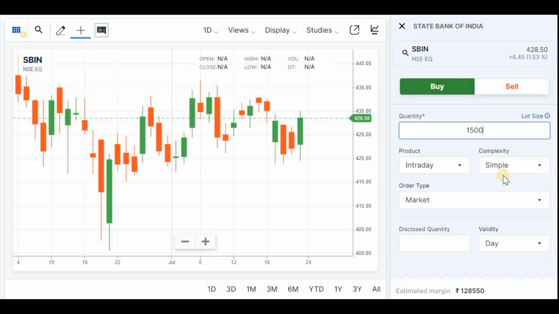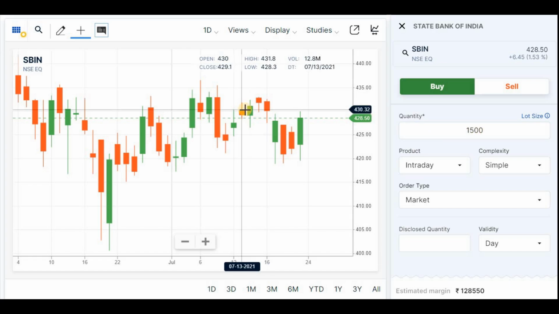Now try to observe, if you want to buy 1500 stocks of SBI, how much money is required? For intraday, you require around 1,28,000 rupees, and in delivery, so for buying 1500 stocks of SBI equity segment stocks, you require 6,42,000. You can see the estimated margin here. If you want to reduce this margin, if you don't have that much money with you, you can trade in the intraday. If you trade in intraday with 1.28 lakh rupees, you can buy 1500 stocks of SBI.